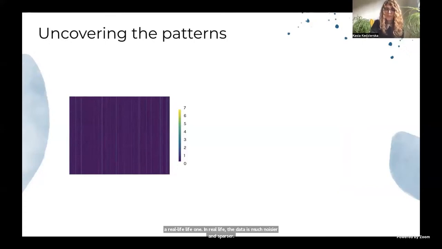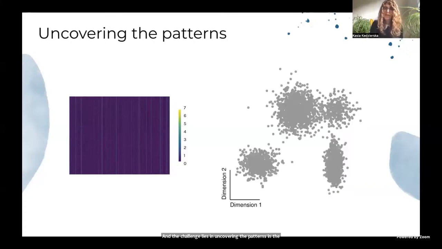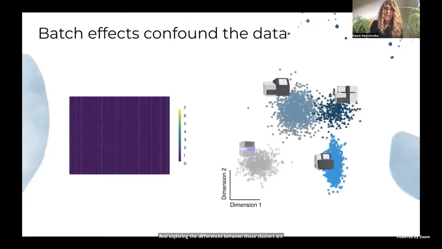We could imagine having a model that would take that matrix and create an embedding space where we could project the data. And what we would see, for example, are those 4 clusters. And we can get excited about potentially exploring the differences between those clusters and learning about the biological differences. However, what usually happens is that batch effects confound the data. And if we did not know about the batch effect in this data, we would focus on the technical differences rather than the biological ones.